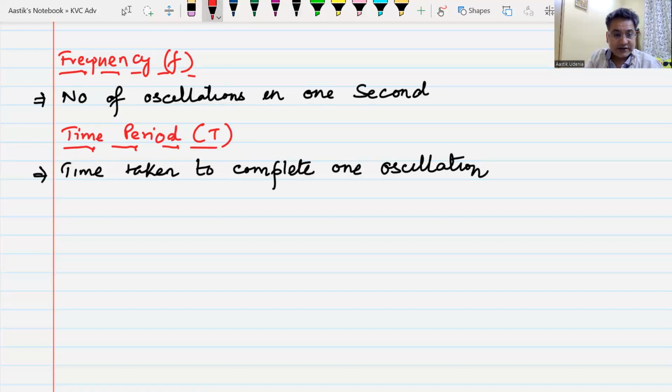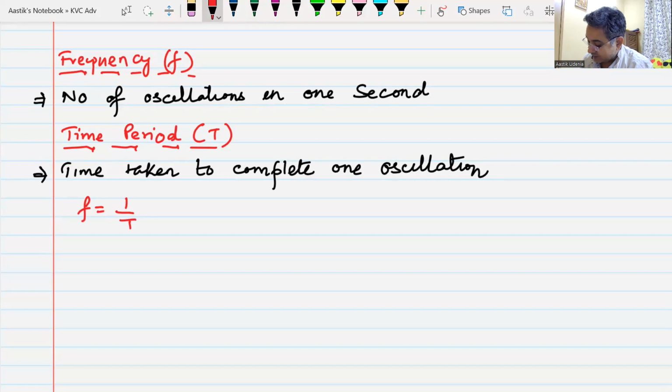Then you have the relation between frequency and time period. What is the relation? F is equal to 1 by T. Well done. F is equal to 1 by T.